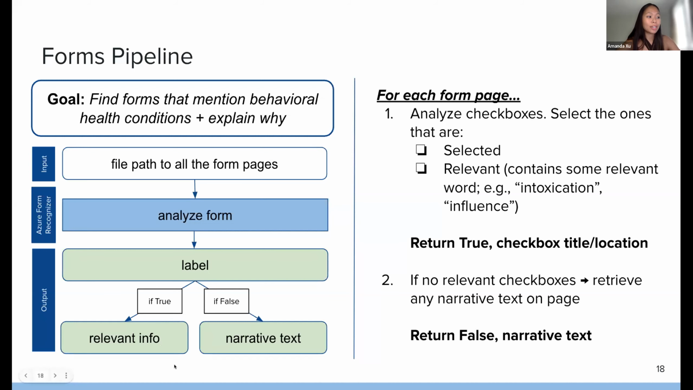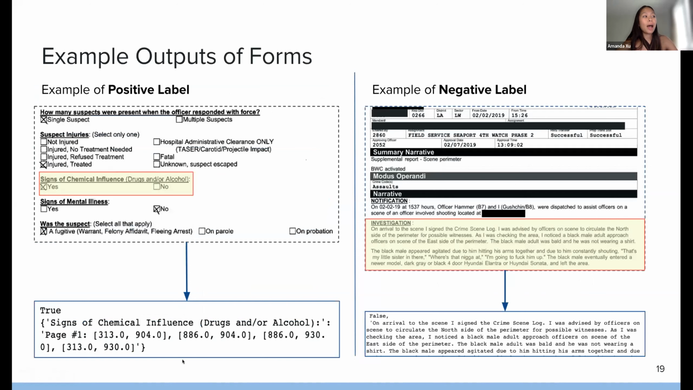mention of behavioral health conditions. And so ultimately, this will be fed into the narratives pipeline to be analyzed further. And here are just some examples of the outputs from forms. So on the left-hand side is a positive label because we see that there's a checkbox that references drugs and alcohol influence. And so the output will be true with the text that the journalists can scan for when they're going back through this document, and then the location.